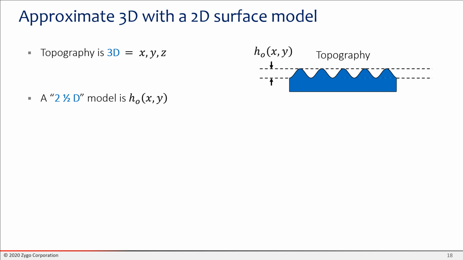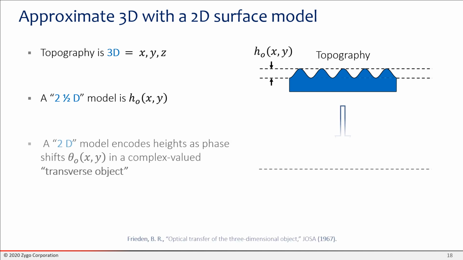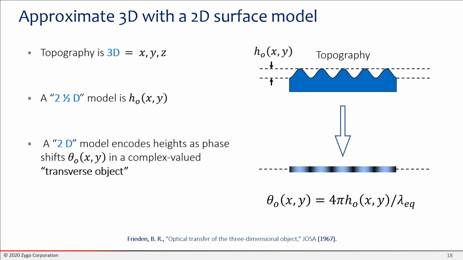But the next step that we find very natural, but actually is quite dramatic, is we're going to take those surface heights and translate them into phase values for a complex valued transverse object. So all of the surface heights will now just become phases. And the phase shift you can calculate from the surface height and the equivalent wavelength. And what you now have is an object that has only a 2D structure. It's just within that 2D structure, you have these phase values.